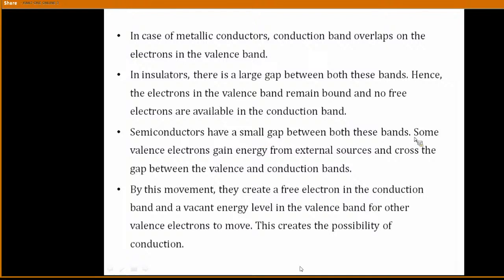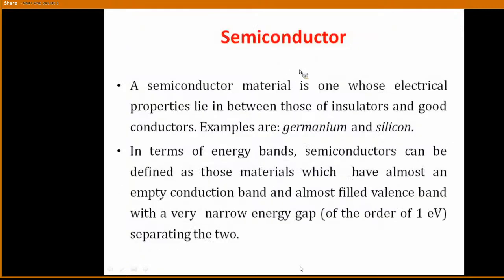Semiconductors have a small gap between both these bands. Some valence electrons gain energy from external sources and cross the gap between the valence and conduction bands. By this movement, they create free electrons in the conduction band and a vacant energy level in the valency band for other valence electrons. This creates the possibility of conduction. Just read this text; what I explained just now, I kept in text fashion here.